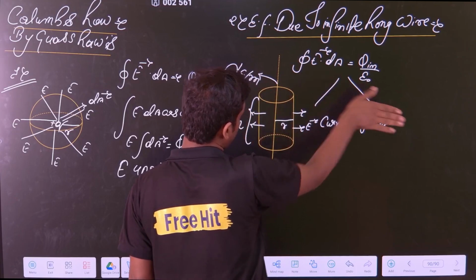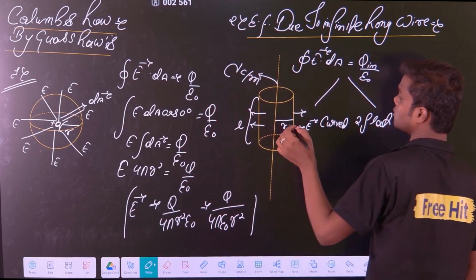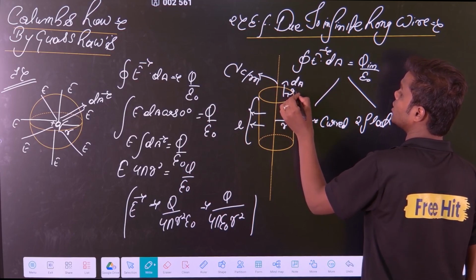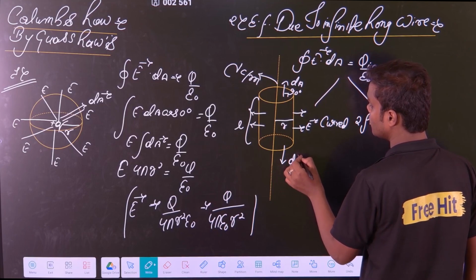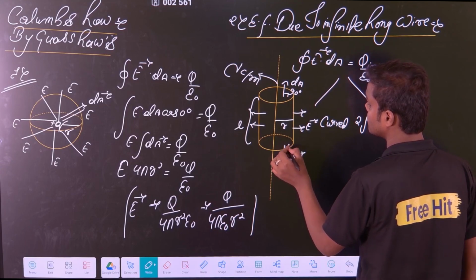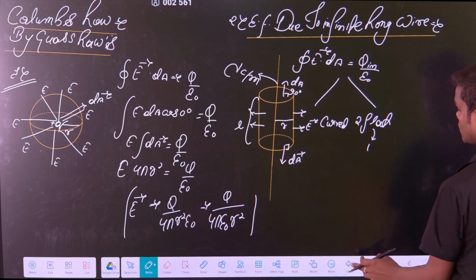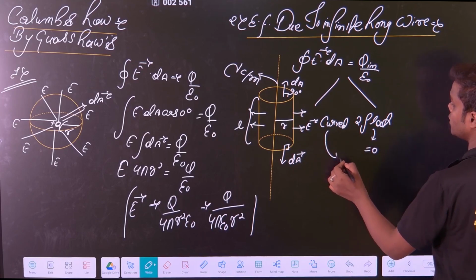Why? Because the electric field is in this direction, and for this surface my dA vector will be like this, correct? So what is the angle? The angle is 90 degrees, so E dot dA will be 0. Similarly here also E dot dA will be 0 because it is 90 degrees, correct? Have you understood why it is 0? Because the angle is 90 degrees. So you will get a contribution from the curved surface only.